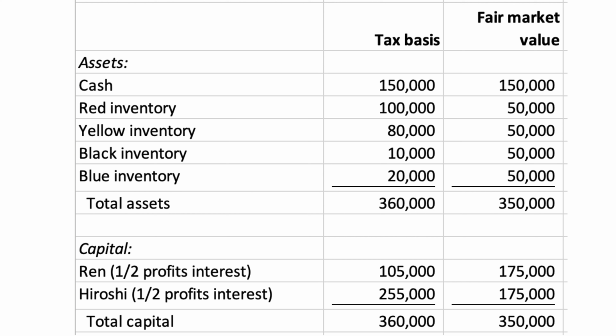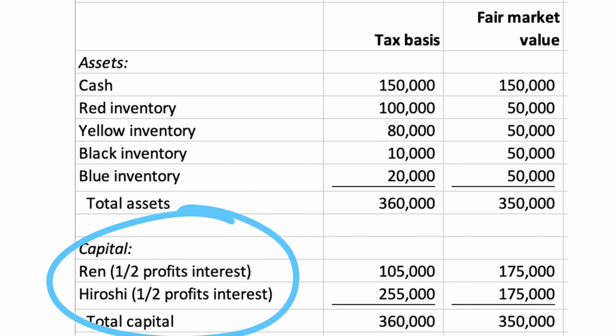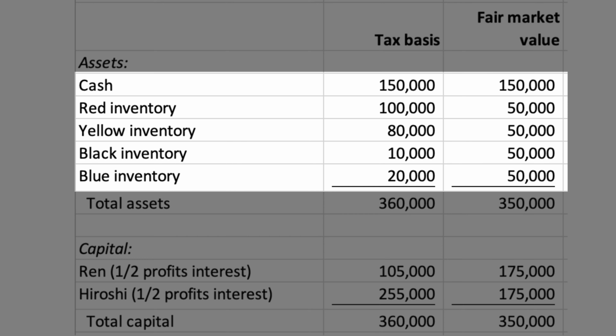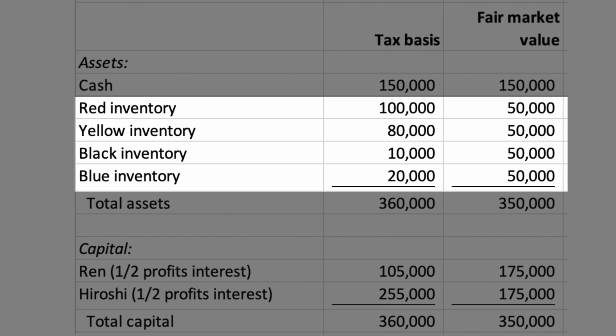In this example, Wren and Hiroshi are equal partners in profits and capital, but for illustration purposes, assume that the tax basis in the partnership for each is different. The partnership has cash and 4 types of inventory. The partnership makes a proportional distribution of each type of inventory. Each partner receives 1/2 of each type of inventory.